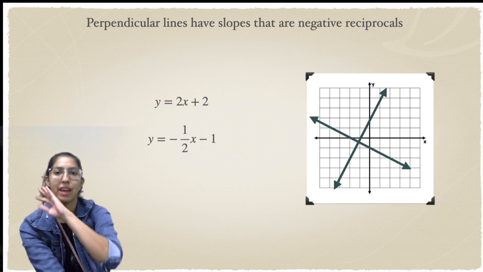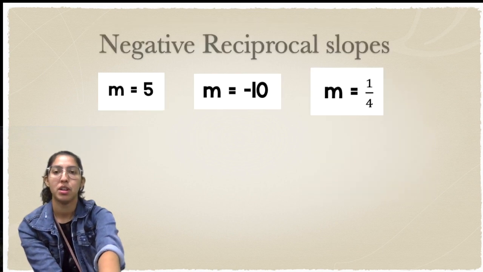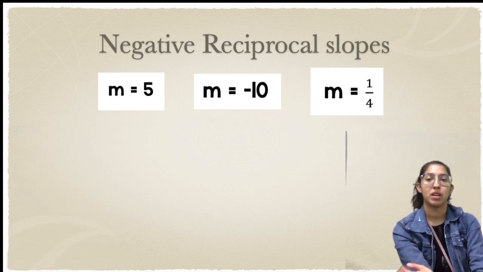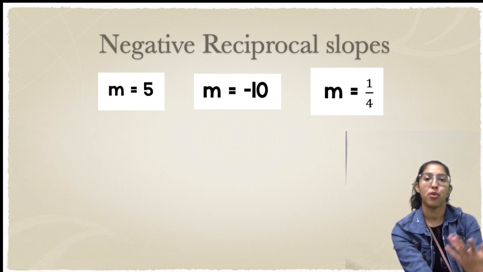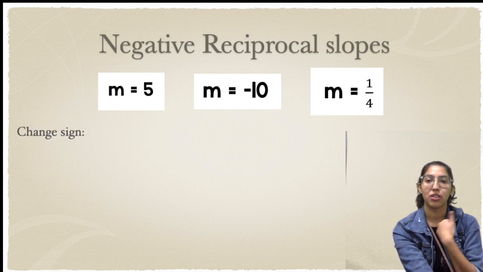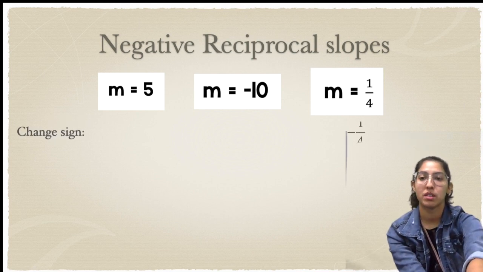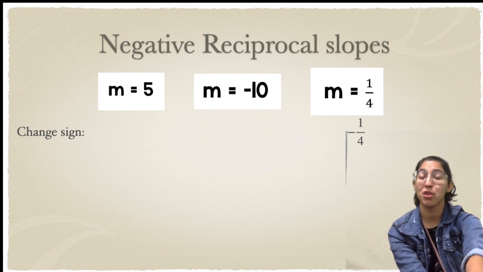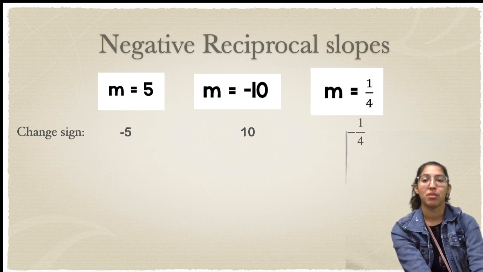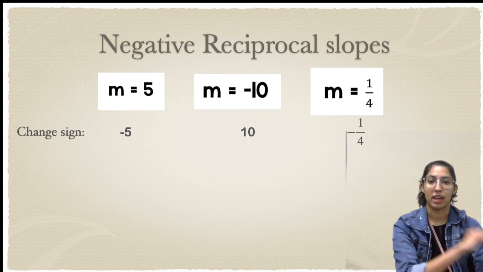So let's dive into negative reciprocal. We've got negative reciprocal slopes. If my original slope is 5, negative 10, 1/4, how do I make that a negative reciprocal? The first step is to change our sign. We want negative 1/4 to become negative, negative 10 to become positive, and 5 to become negative. So literally just change the sign.